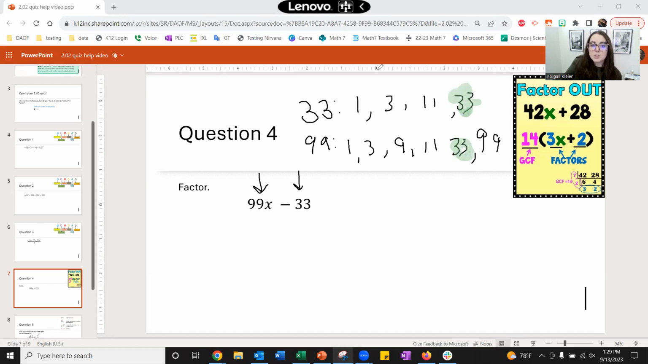So now what do I need to do? I need to divide 33 out of both of these terms. That's what factoring is. You take a number that they both have in common, and you're removing them by dividing them out. So I put 33 on the outside of a set of parentheses to show that I pulled it out of both terms. Now I can divide. 99x divided by 33 is 3x. Negative 33 divided by 33 is -1. And that's our answer. So again, you're finding a number that they both have in common and dividing it out of both terms.